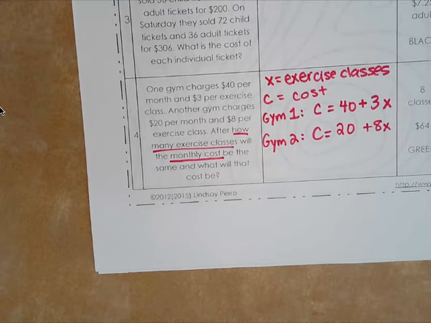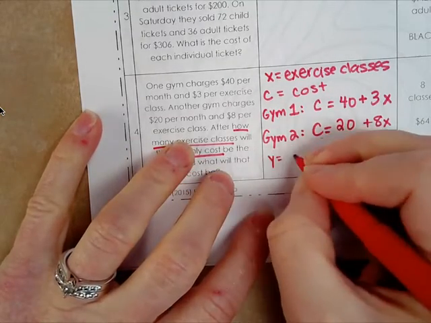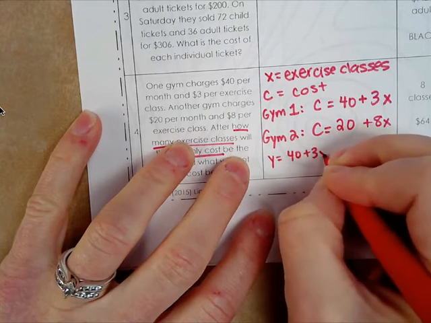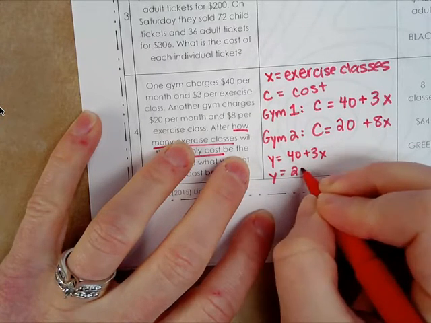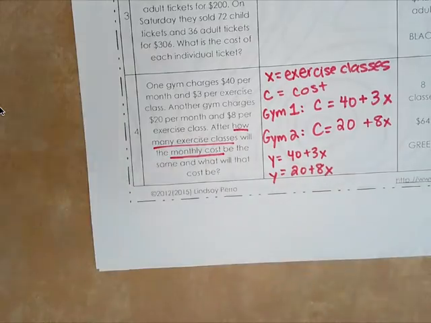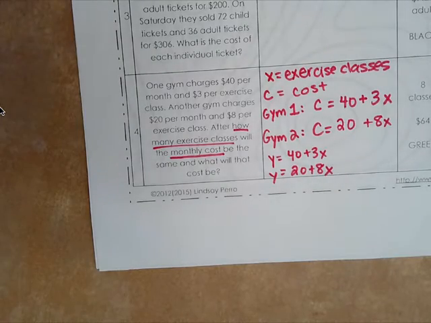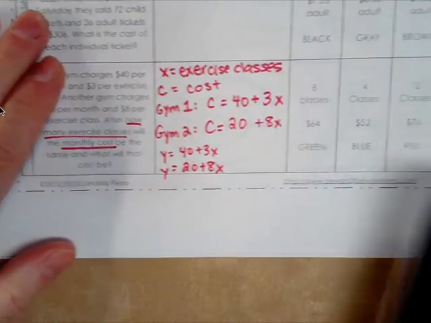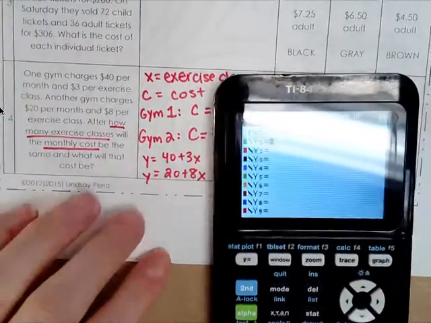So if we want to find out where the cost will be the same, we can actually put these into y equals. And we're looking for their intersection. So let's put it into y equals.